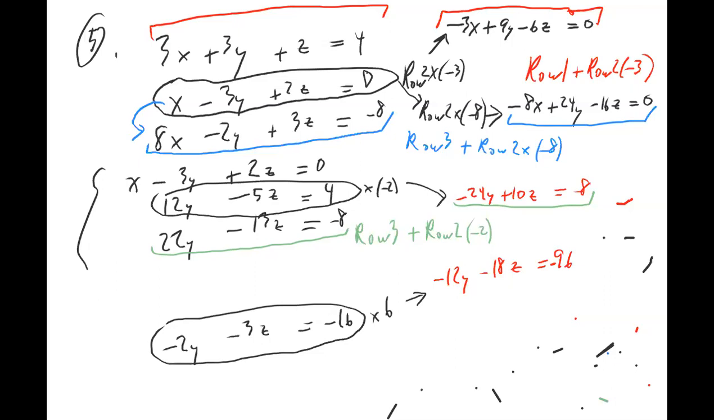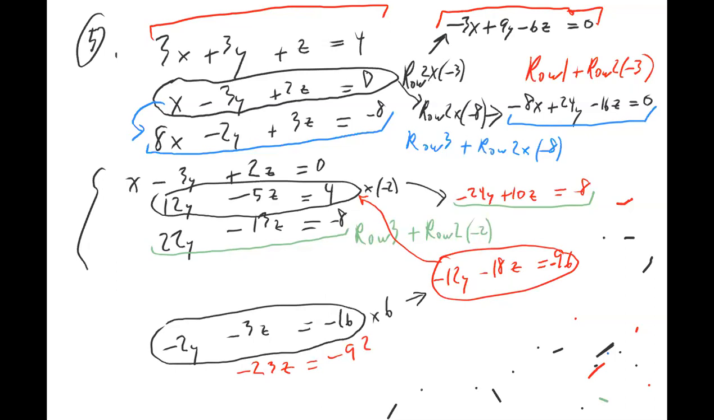Now I'm going to add that to the second row, so I'm going to add this row onto the previous second row to get the new third row. 12y plus -12y is equal to nothing. -5z plus -18z is equal to -23z. And then 4 plus -96 is equal to -92. See that? It's amazing.